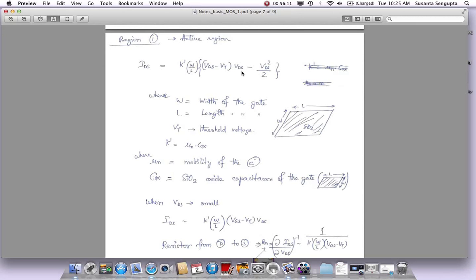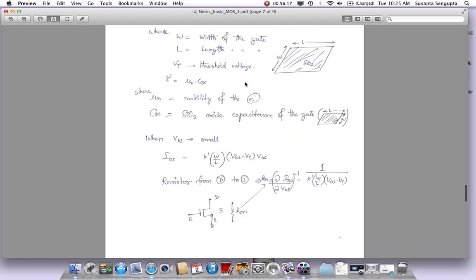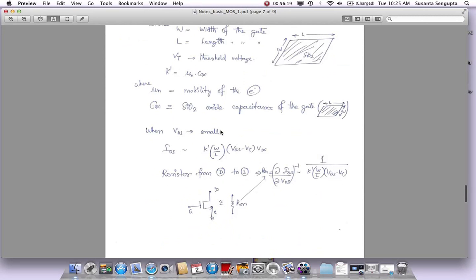So we can say, okay, how can I know that in this region it acts almost like a resistor? I want to use it as a linear resistor. How can I find the value of the resistor? So if you assume that VDS is small, then IDS can be given by K prime W over L times VGS minus VT times VDS. If you differentiate IDS with respect to VDS, that will give you the conductance. If you take an inverse of it, it will give you the R-on or the resistance.